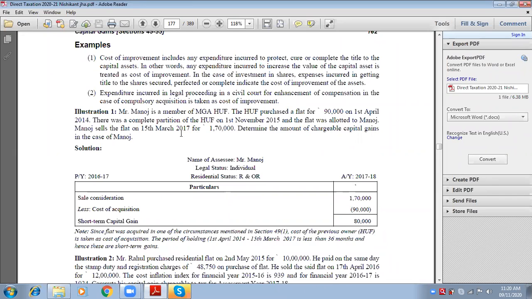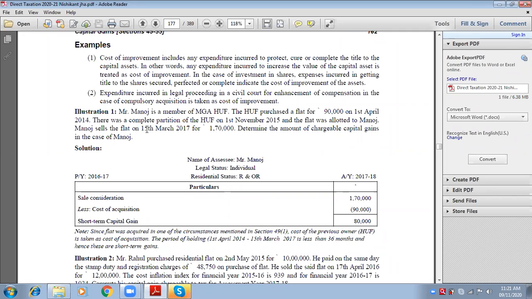15th March 2017 and 1st April 2014. So you have to calculate. See, 1st April 2014 to 31st March 2015 is 1 year. Then 1st April 2015 to 31st March 2016 is the 2nd year. 1st April 2016 to 31st March 2017 is 3 years. But he is not selling on 31st March. He is selling the property on 15th March, 15 days before the completion of 3 years.